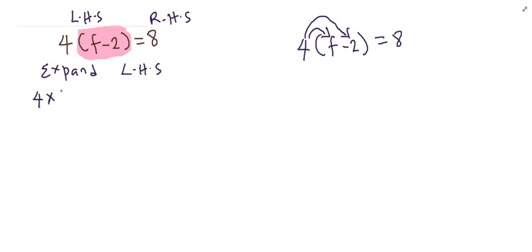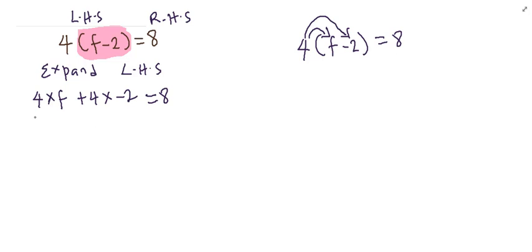So we'll have 4 multiplied by f, and then positive 4, right? Still positive 4 plus 4 multiplied by negative 2. Please be mindful, I kept my signs. Positive 4 multiplied by what? Positive f. Positive 4 multiplied by negative 2 is equal to 8.